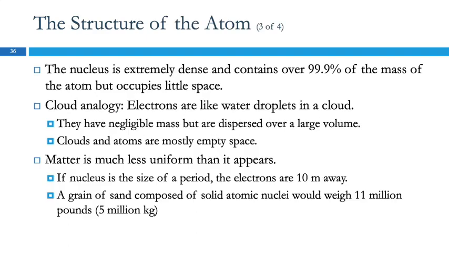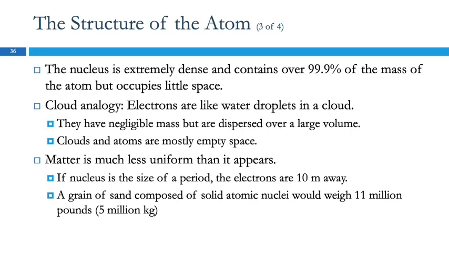So the nucleus is extremely dense. Over 99.9% of the mass of an atom is in the nucleus, but it occupies very little space. The book uses a cloud analogy. We have a lot of fog here in the Central Valley, and basically fog is a cloud that's just down among us. So this is the same thing as fog.